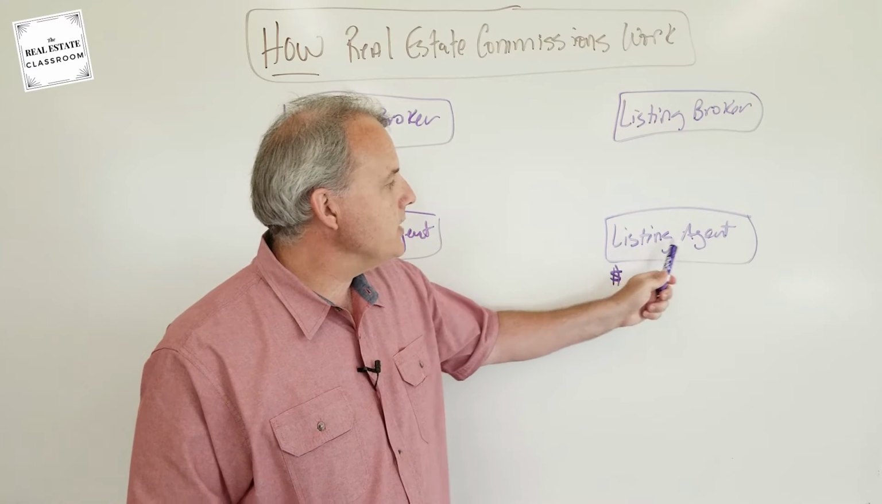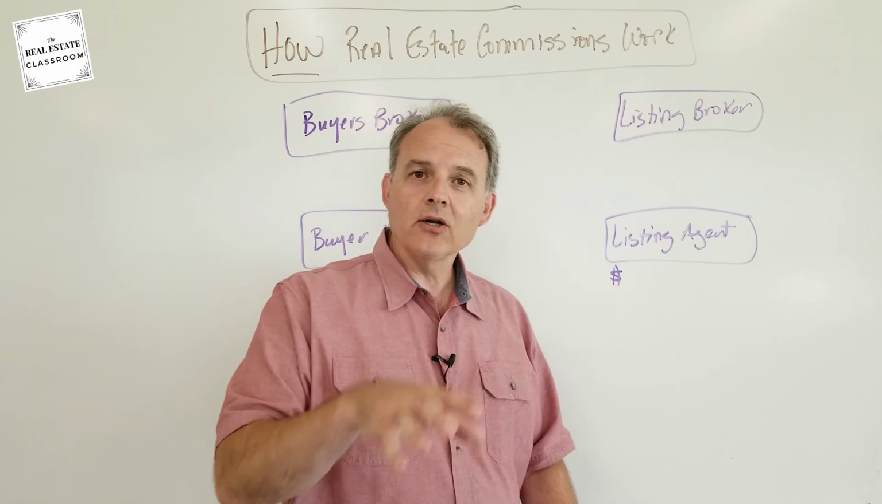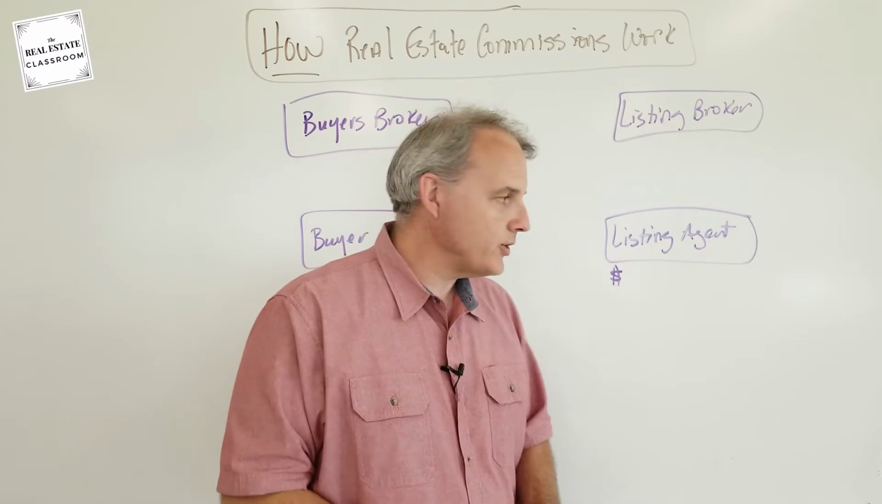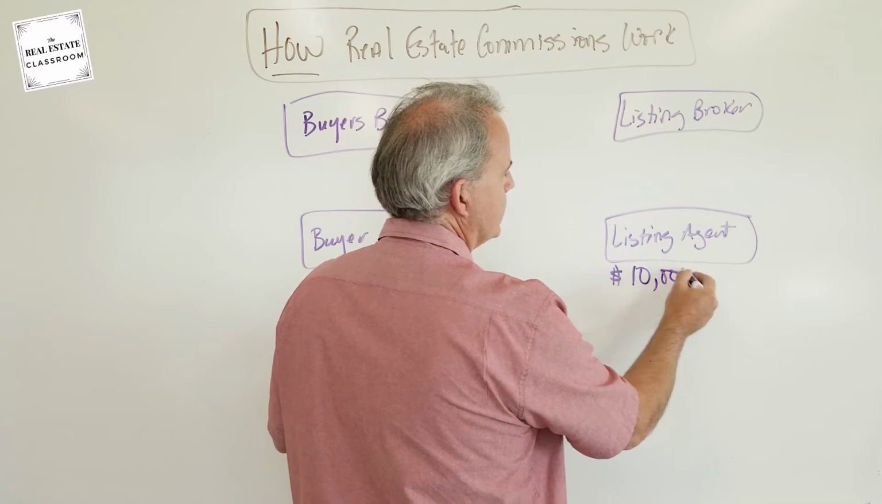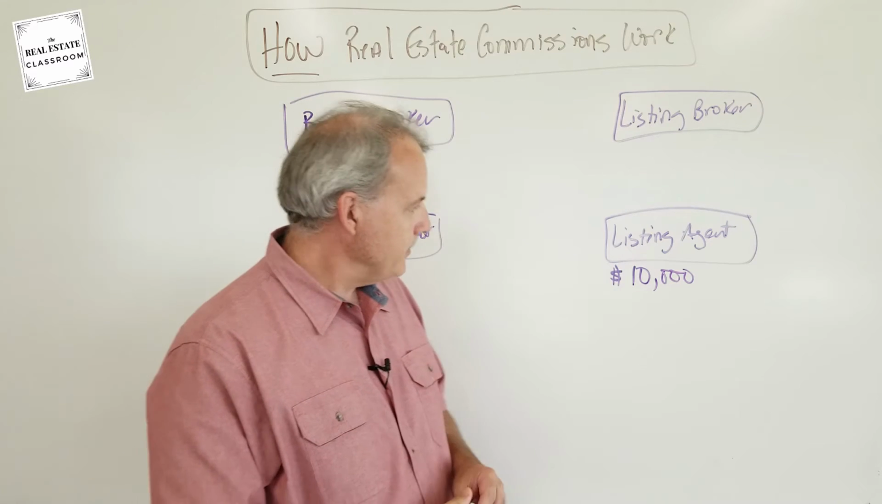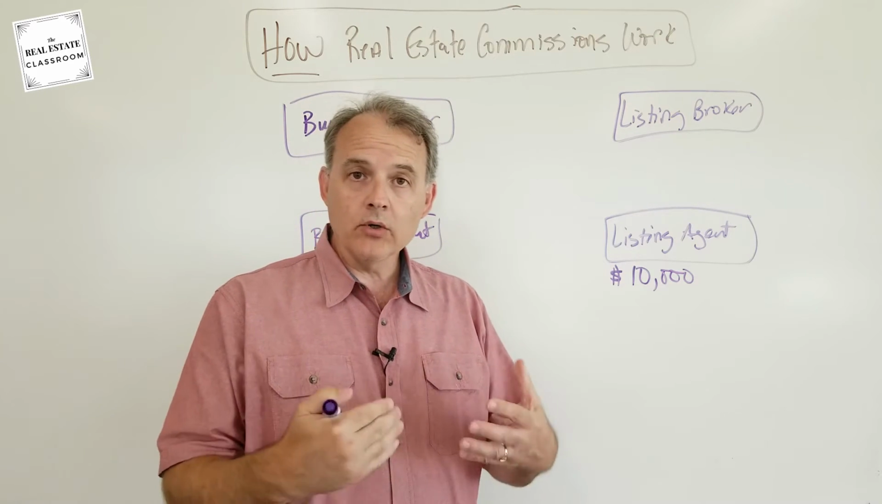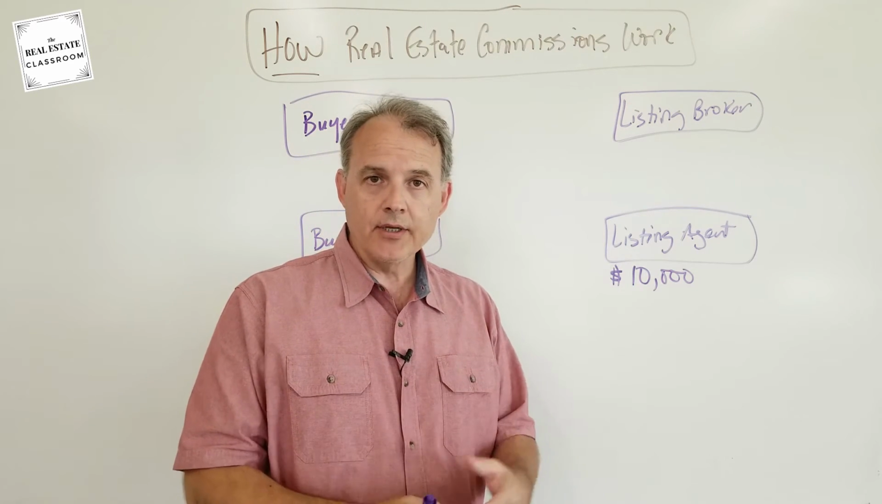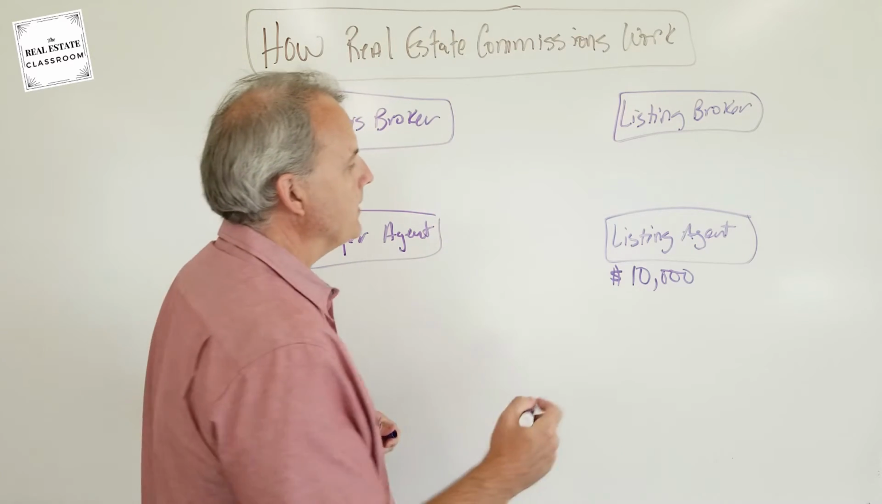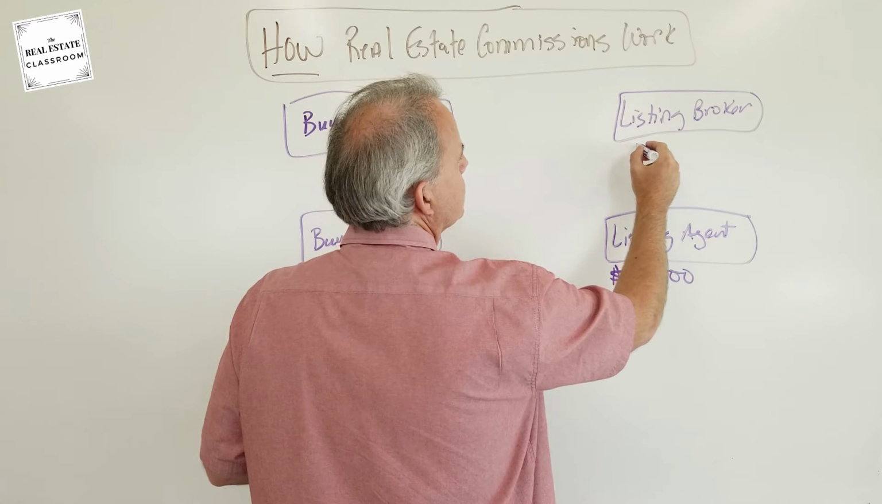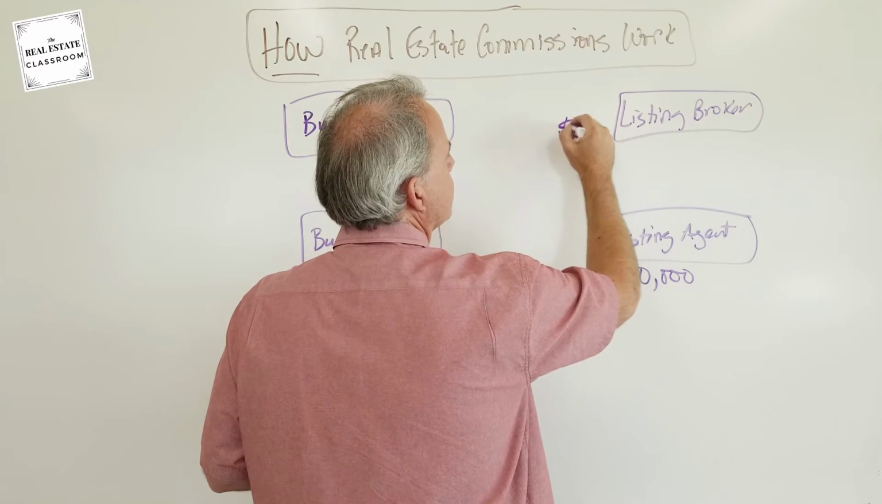So we have the listing agent that went out and negotiated with the seller a commission for that transaction. Right? Let's just say that they negotiated a $10,000 commission. That's the total commission that the seller's going to pay at closing. All right. So what's going to happen is at closing, the listing broker is going to collect that commission.